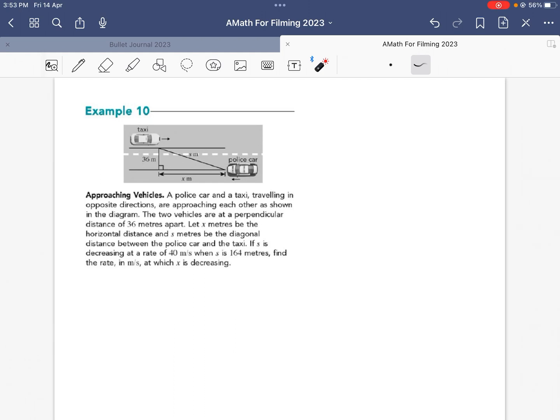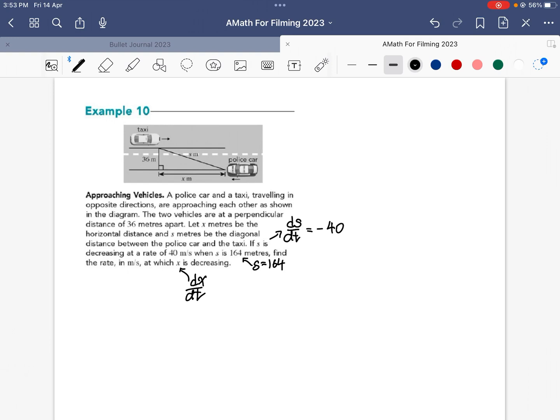What they want you to find is, if s is decreasing at a rate of 40 meters per second, so what I know here is the rate of change of s with respect to time is negative 40, and when s is 164 meters, find the rate at which x is decreasing. So the rate of change of x with respect to time, like this.